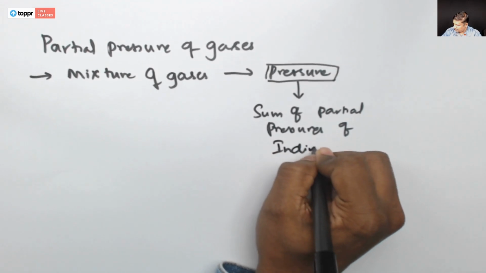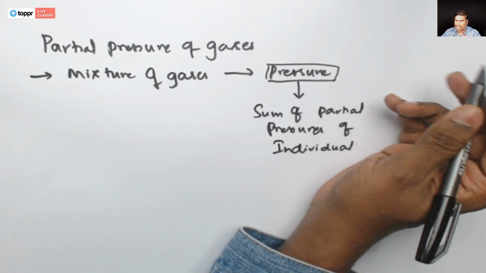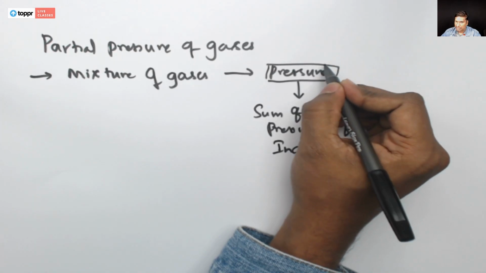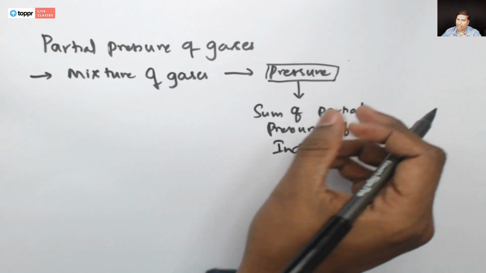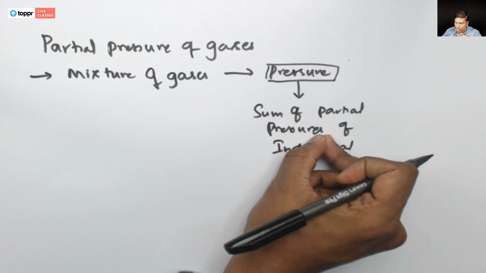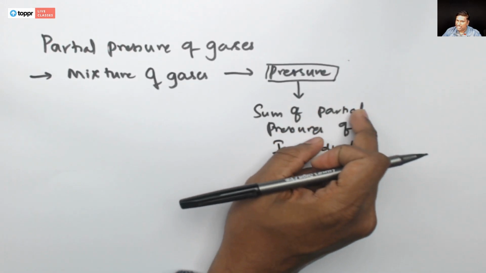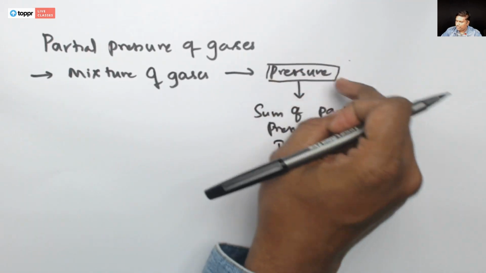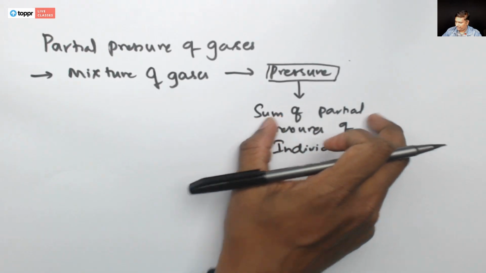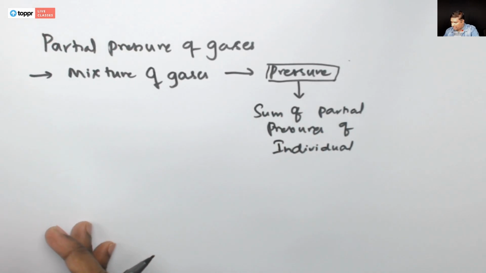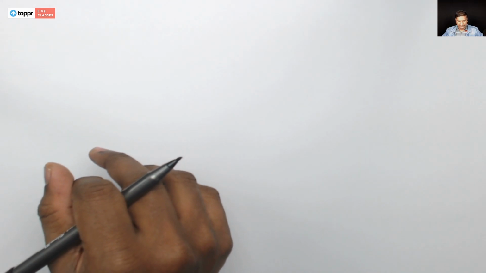individual gases. That means if I say air is a mixture of nitrogen, oxygen, carbon dioxide and all, the atmospheric pressure, the pressure which is created by air, is because of the pressure created by nitrogen, the pressure created by oxygen, the pressure created by carbon dioxide. So it's the partial pressures. The pressure created by individual gases is your partial pressure. Okay, now let's look at the partial pressures. Now these values are important. Okay, these values are important.